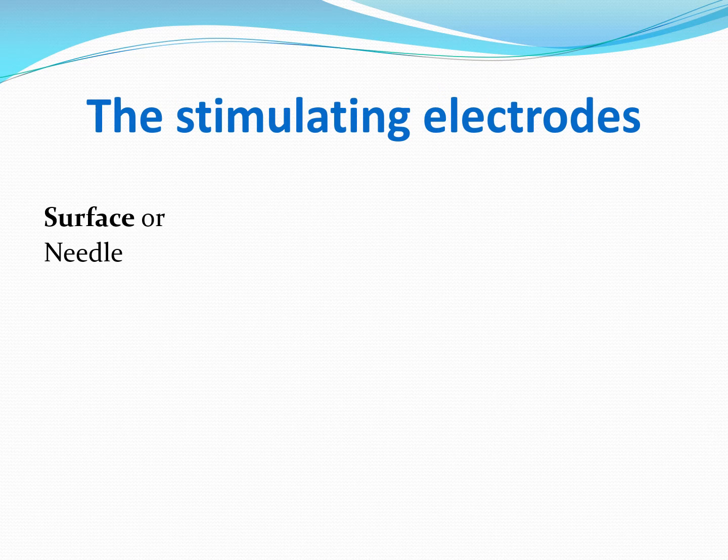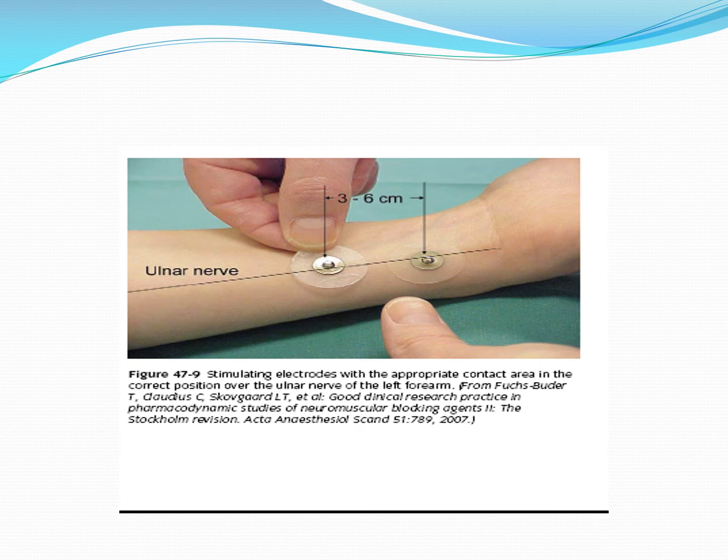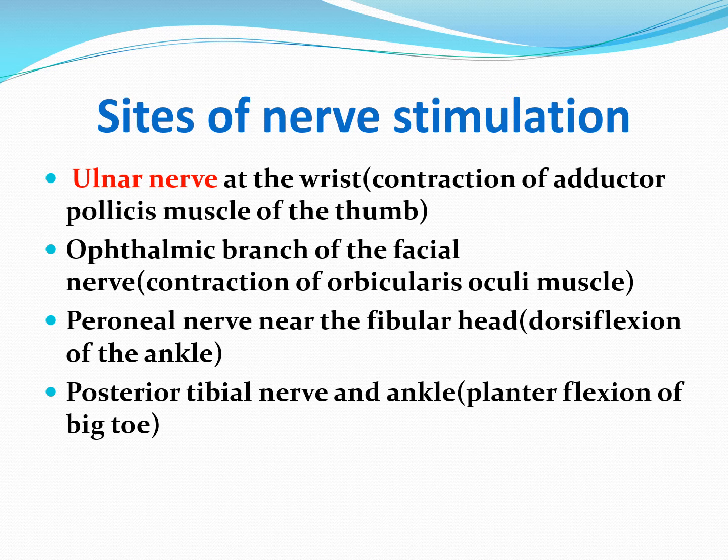The stimulating electrodes are placed usually on the surface, sometimes through a needle, and this is a figure to show the surface electrodes. We have two electrodes, one positive and one negative, placed on the ulnar nerve near the wrist, after adequate cleaning of the skin, of course. The commonest nerve stimulated is the ulnar nerve. At the wrist, it produces contraction of the adductor pollicis muscle of the thumb.